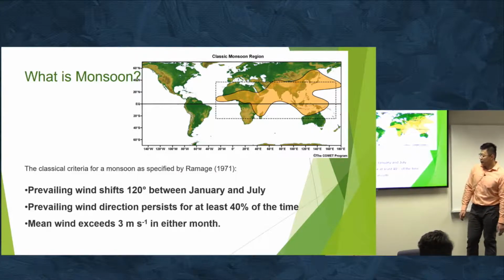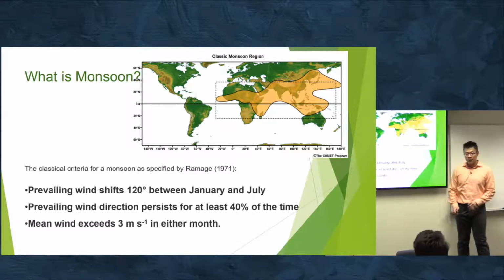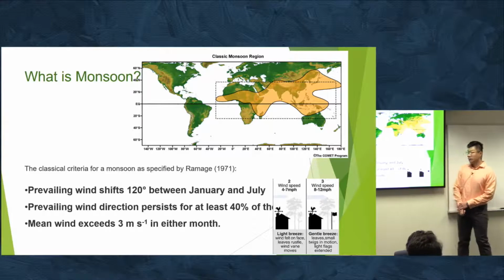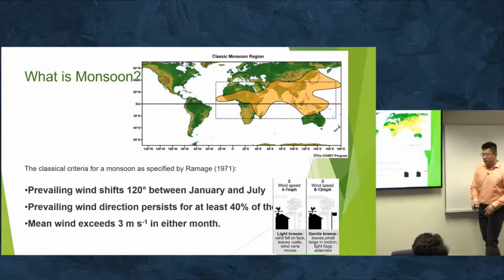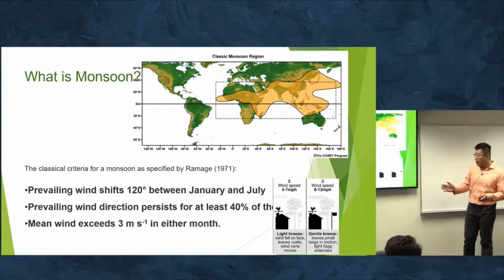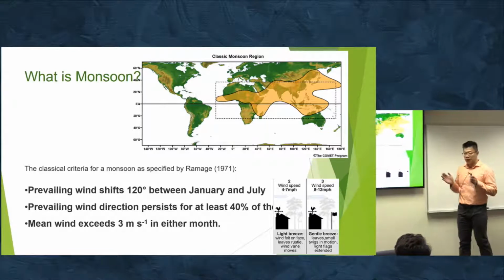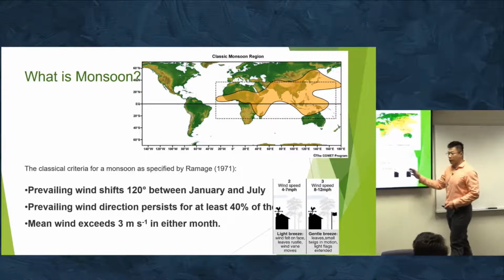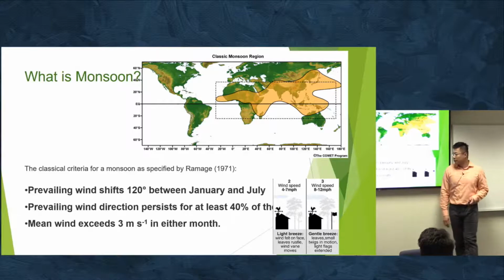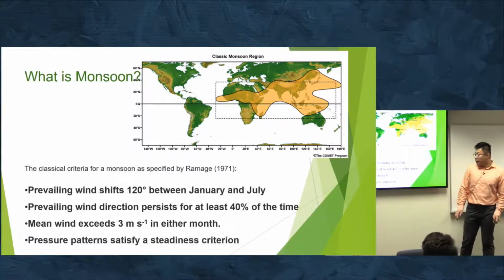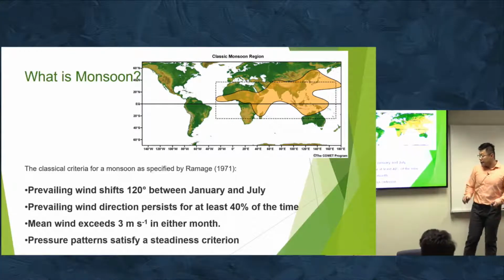The next criterion is that the wind speed is more than 3 meters per second, so it's about 7 miles per hour. So in one season, or one month, the wind always has the same direction and the wind speed is more than 7 miles per hour.